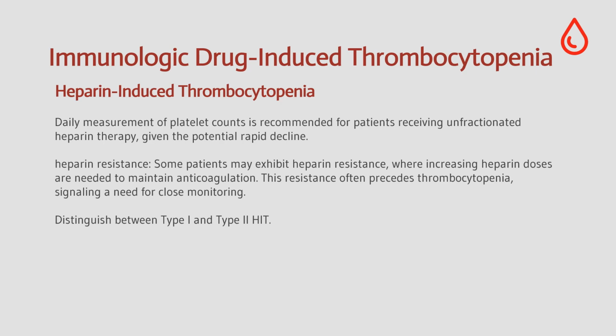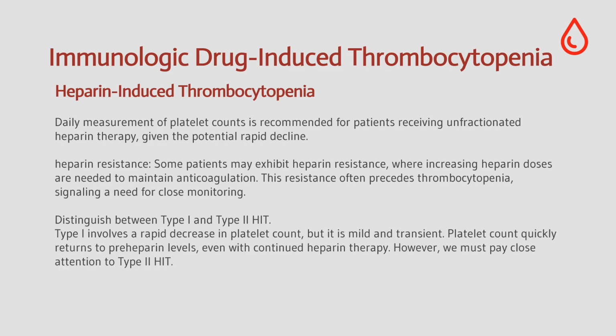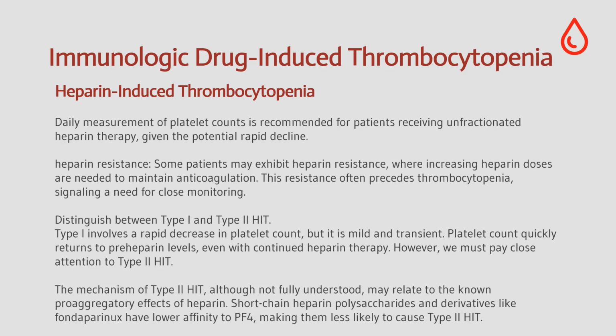Now, let's distinguish between type 1 and type 2 HIT. Type 1 involves a rapid decrease in platelet count, but it is mild and transient. Platelet count quickly returns to pre-heparin levels, even with continued heparin therapy. However, we must pay close attention to type 2 HIT. The mechanism of type 2 HIT, although not fully understood, may relate to the known proaggregatory effects of heparin.